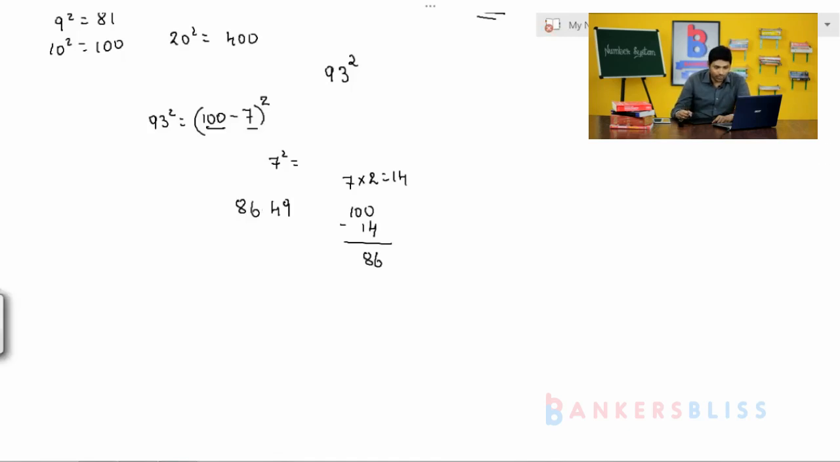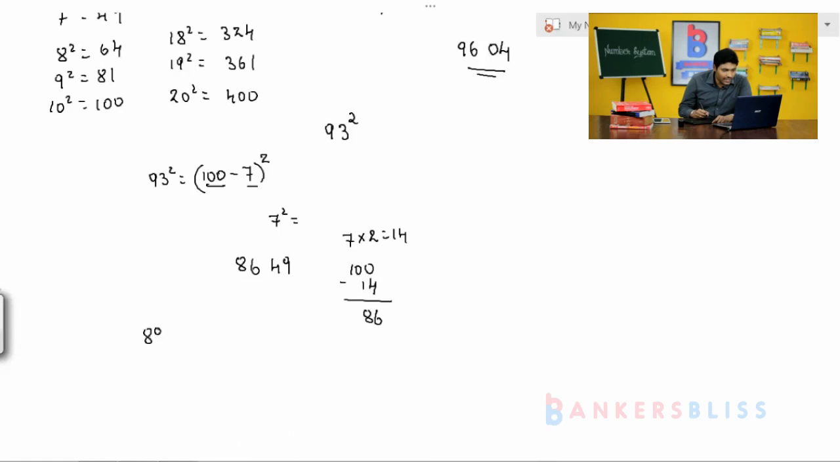Next, let me take one more example. 89 square. I have to calculate 89 square. This 89 square can be written as 100 minus 11 whole square. Now, how to calculate this? You take 11 square. 11 square means 121. Always you have to write only the last two digits. So the last two digits are 21. The remaining 1 is the carryover.